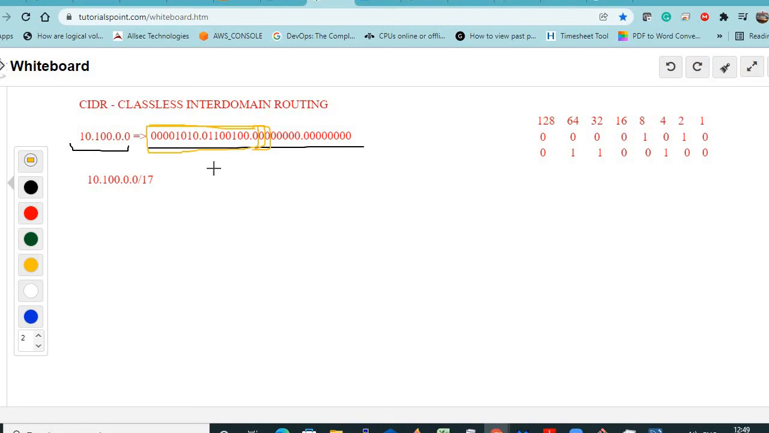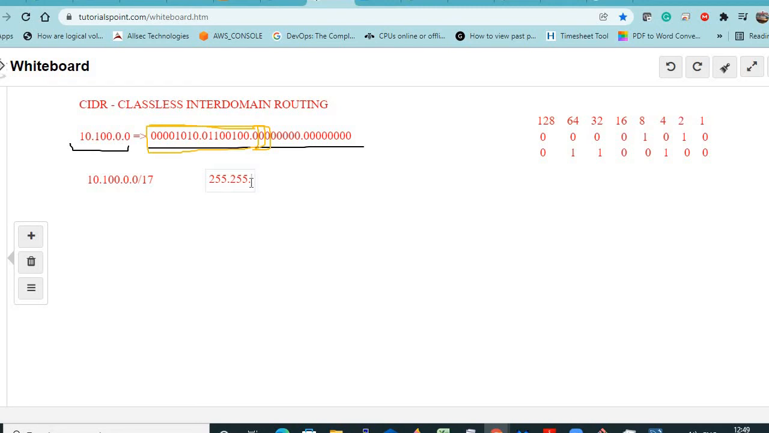Clear? Then suppose the CIDR is 17, what will be the subnet mask? The subnet mask will be changing. So the first octet is 255, then 255. Now this is not 0.